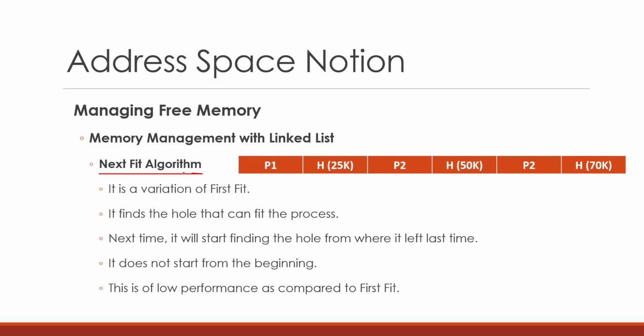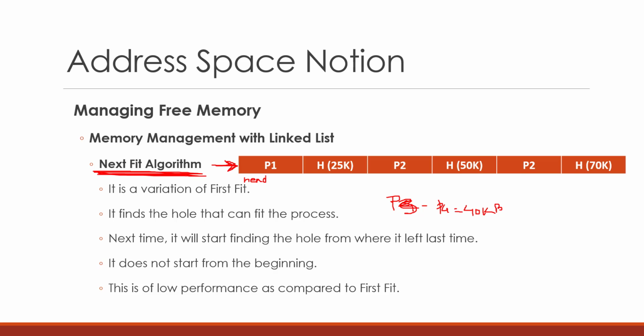The other one is the next fit algorithm. What happens in the next fit algorithm is, for example, let's use the same example. P4 has 40 KB of space required, and our head is over here, right? Now using the next fit algorithm, let's assume that this algorithm has never run before, which means that our head will be here.